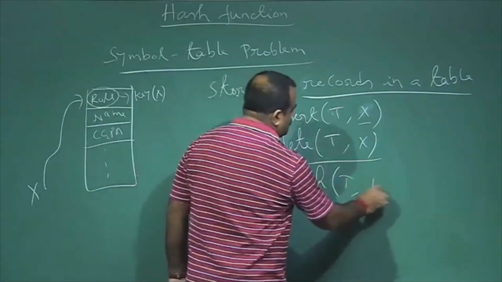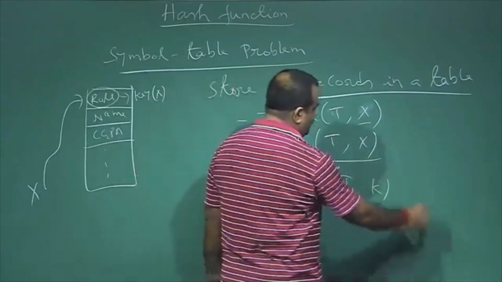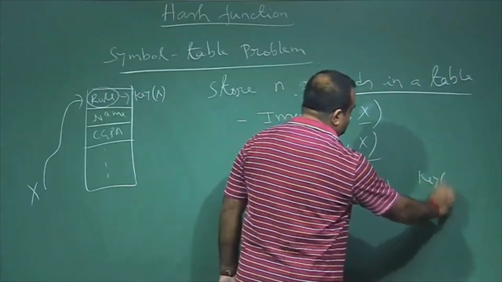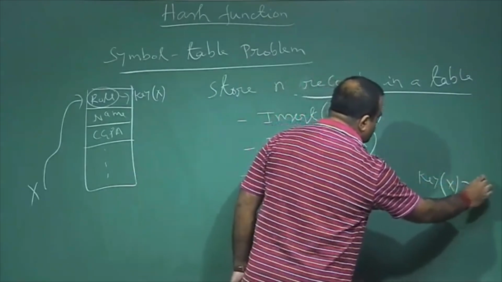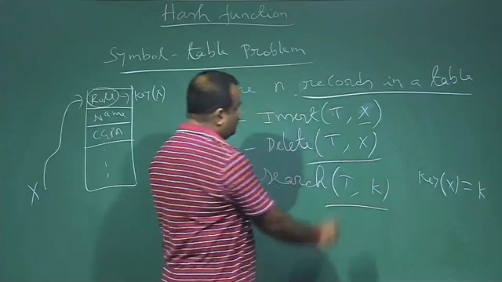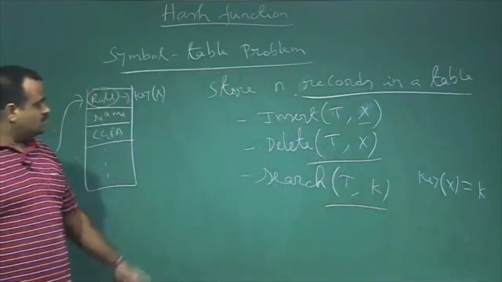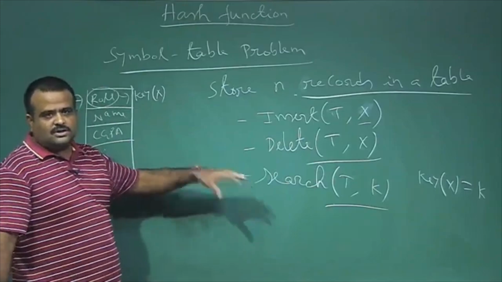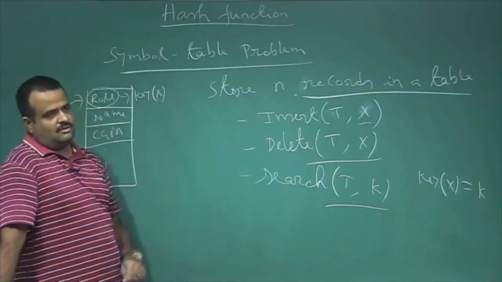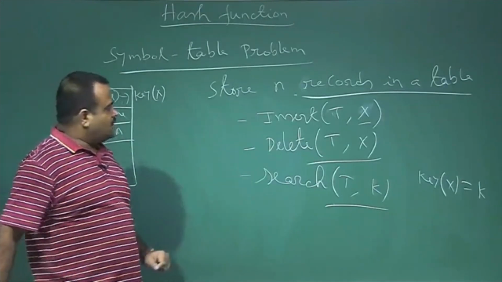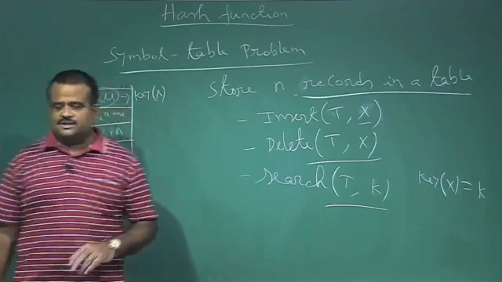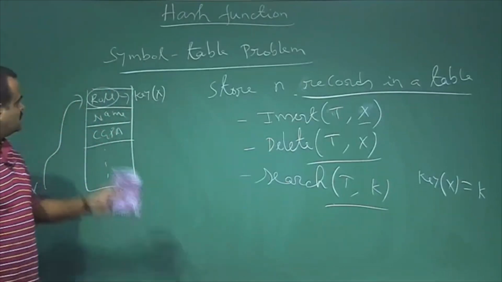So we give a key value, key k, and we should be able to get the corresponding record. So this is the search. We should be able to search whether that key value is there or not. Okay, so these are the operations we can do. So we need to have a data structure for this.